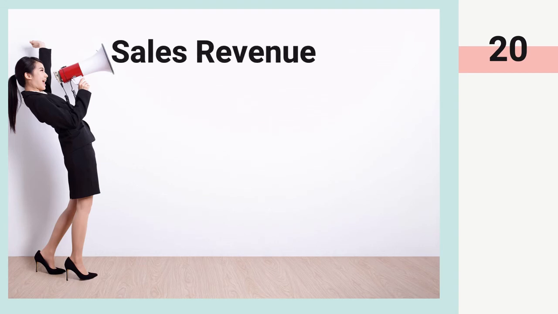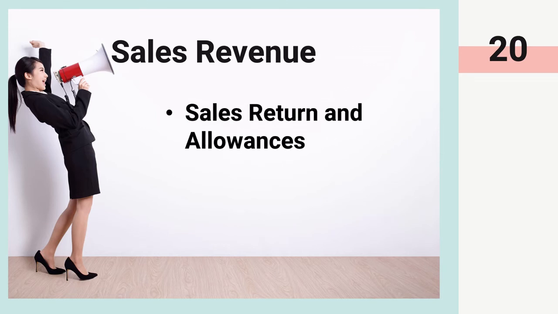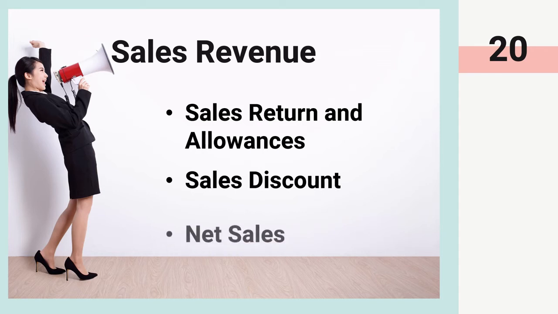The following are accounts associated with sales revenue. Sales returns and allowances. This is a contra sales account used to report the selling price of goods returned by customers. Sales discount. This is a contra sales account used to report the amount of discount taken by the customers. And net sales, which is computed as gross sales less sales returns and allowances and sales discount.